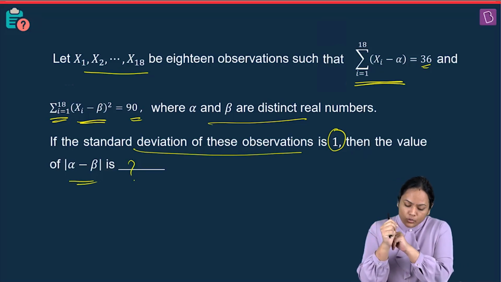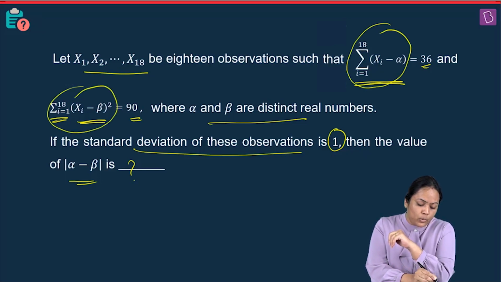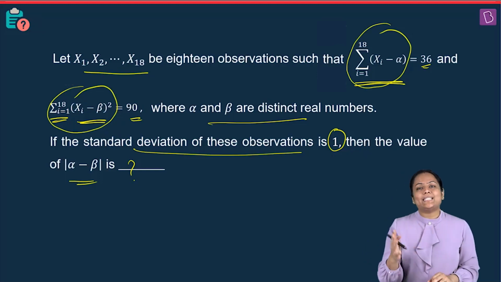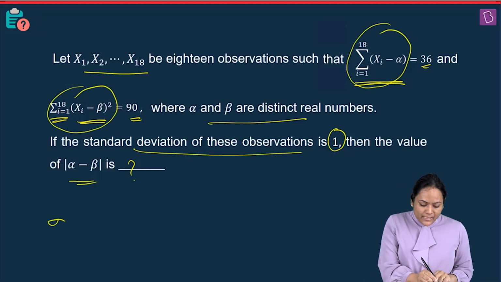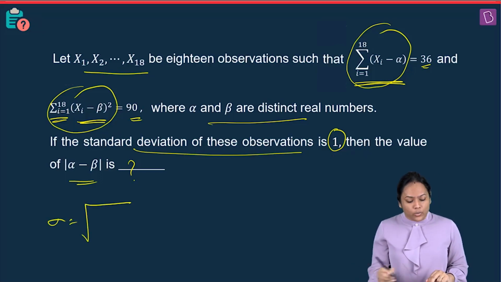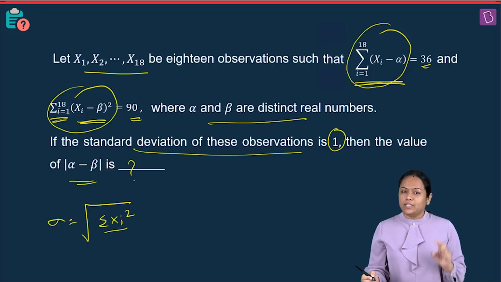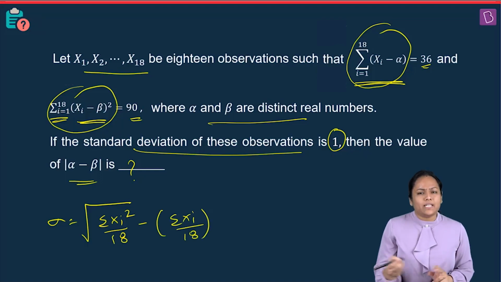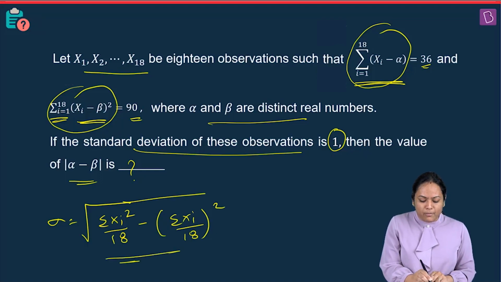They have mentioned two things. Summation of xi minus alpha is given and summation of (xi minus beta) whole square is also given. So first of all, what is the standard deviation formula? That we have to recall. So my sigma value is nothing but root over summation xi square by n, in this case that is 18, minus (summation of xi by 18, which is nothing but my mean, or x bar) whole square. This is the formula.